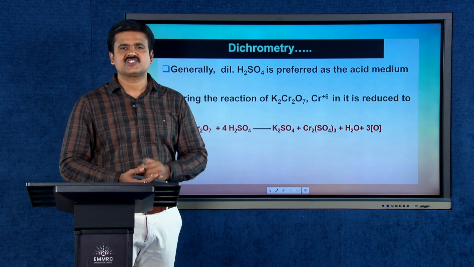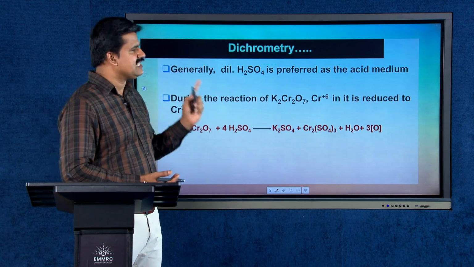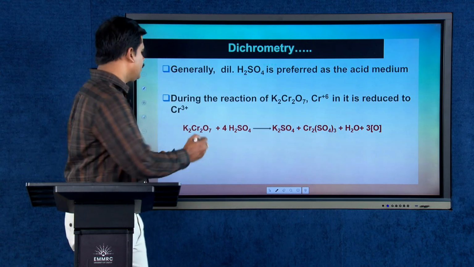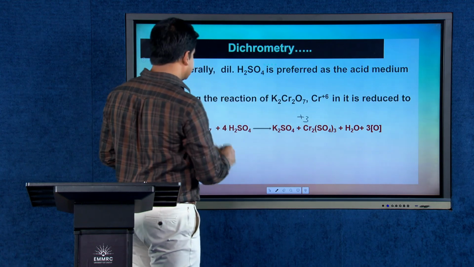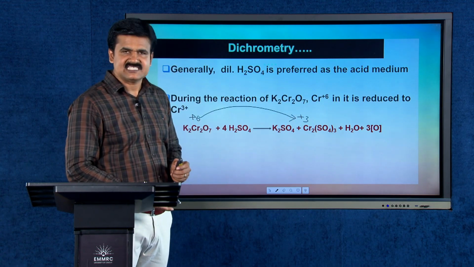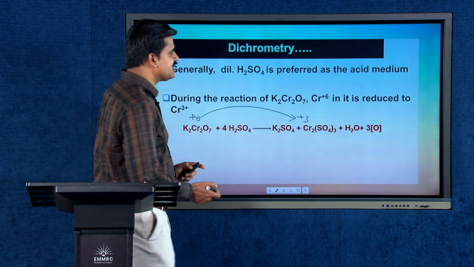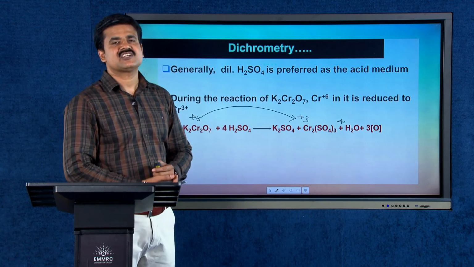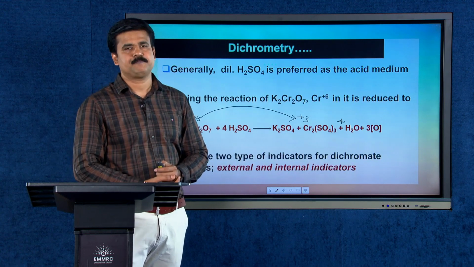During the reaction of K2Cr2O7, Cr plus 6 is reduced to Cr plus 3. Here chromium is in plus 6 oxidation state, and here chromium is in plus 3 oxidation state. This is a reduction process. Reduction happens for the oxidizing agent, and K2Cr2O7 in acid medium is a powerful oxidizing agent. To get to the balanced equation, you have to put a 4 here, and this is the equation responsible for the oxidizing nature of potassium dichromate in acid medium.